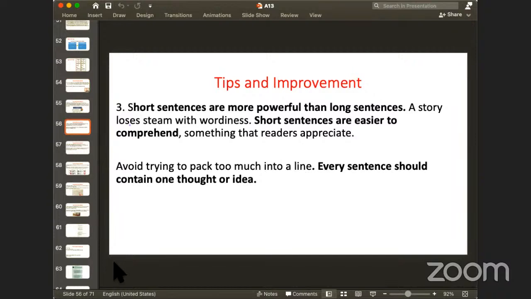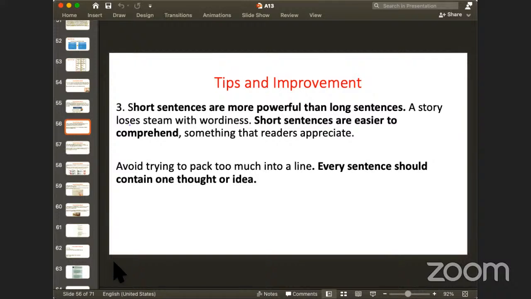Short sentences are always more powerful than long sentences. Remember I mentioned before, three to five ideas per paragraph is more than enough. Why? Because when we write a very long paragraph, it's too much information for the reader, and they might get bored reading that. Maybe we have the information but it's not very organized. We have to be clear. Remember that was tip one, clear and concise.